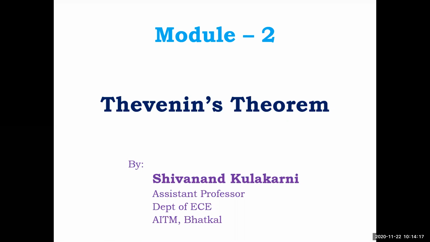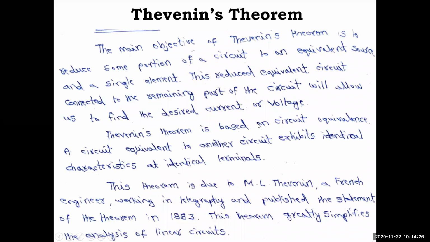So in this video, we start off with Thevenin's theorem. The very important theorem in linear circuit analysis is Thevenin's theorem. The main objective of Thevenin's theorem is to reduce some portion of a circuit to an equivalent source and a single element. So whatever may be the complex circuit, we will convert it into an equivalent circuit. It will have a single voltage source in series with some element. It may be an impedance or a resistance.